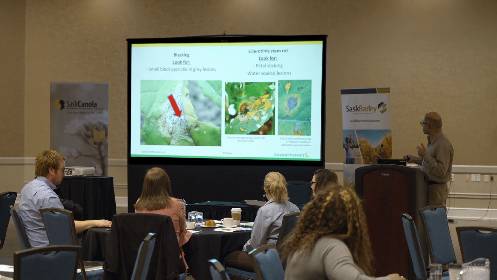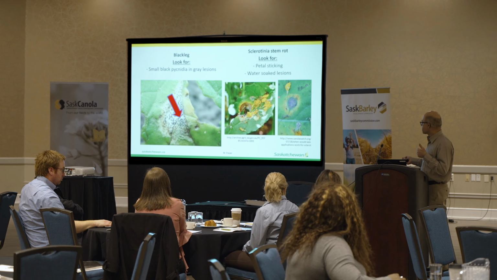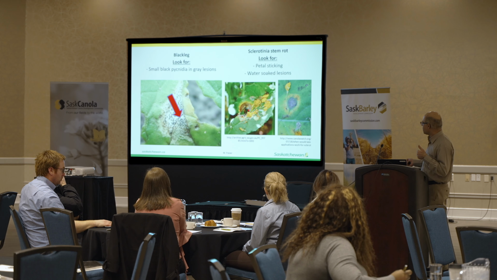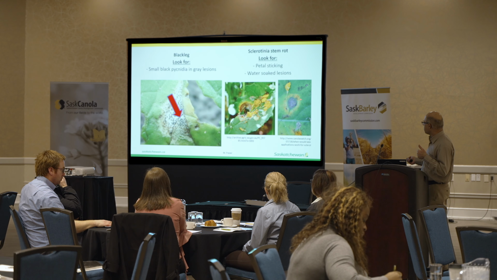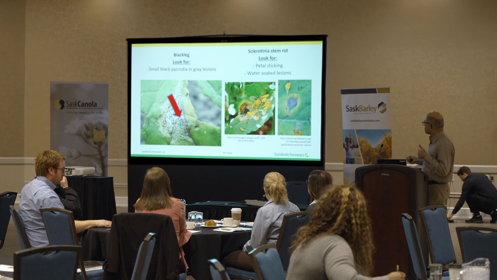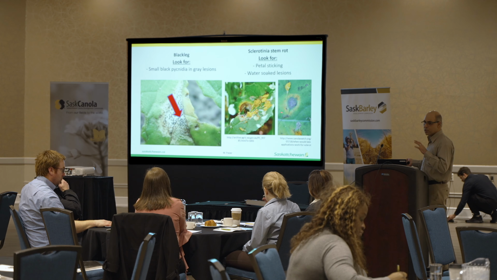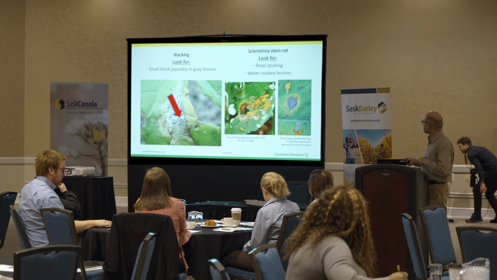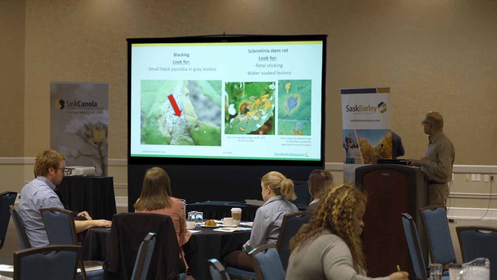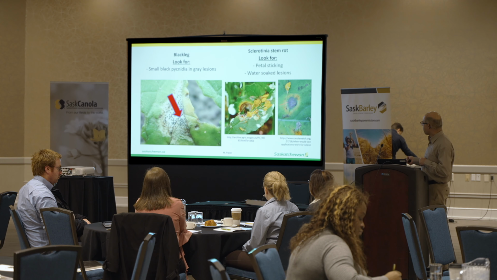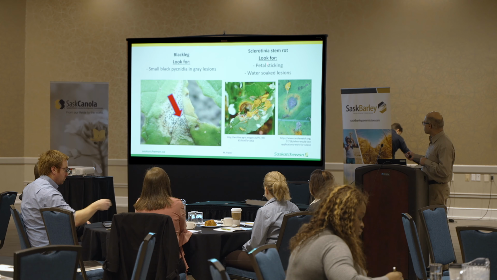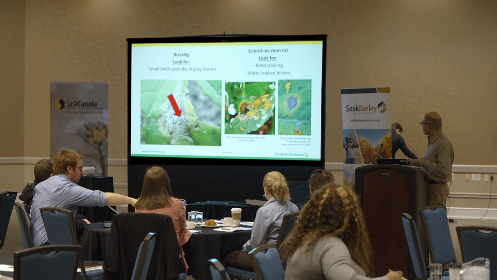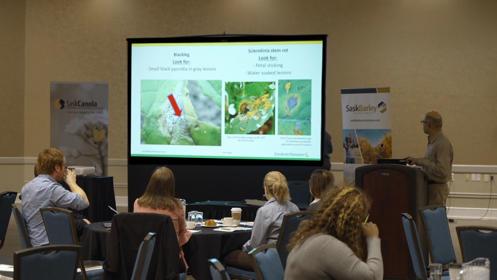The ascospores of the fungus can infect petals first, and petals need to stick to a lesion, and the lesion should be water-soaked to make sure this is sclerotinia. So usually we have a petal sticking to the leaf and a water-soaked lesion, no structures, no dots on the leaf. So this is sclerotinia, this is blackleg, quite distinct lesions.